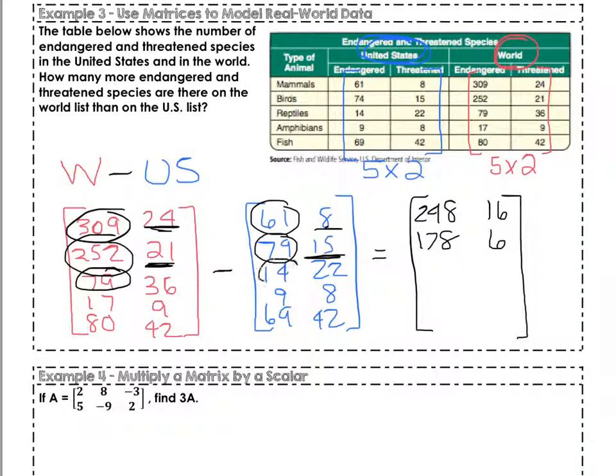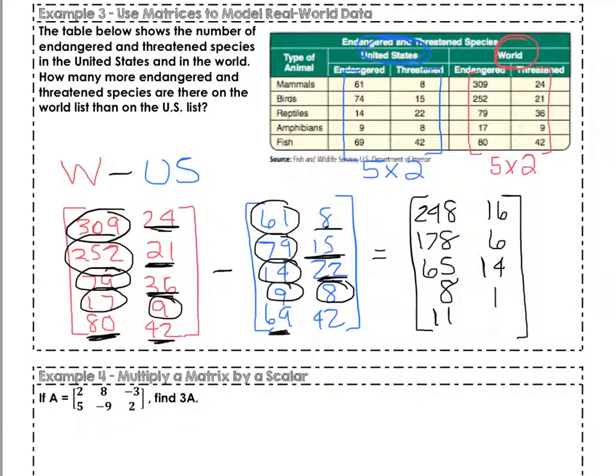Now we have 79 minus 14, and that gets me 65. 36 minus 22, that gets me 14. This is our row for reptiles. 17 minus 9, that gets me 8. And I don't know why I just chose a circle. 9 minus 8 gets me 1. Here are my amphibians. Last row, 80 minus 69 is 11. And 42 minus 42 is 0. This is the number of fish, okay?